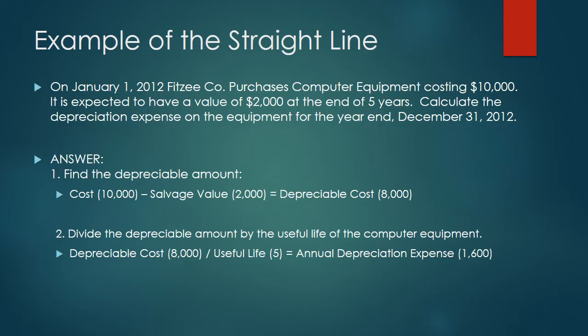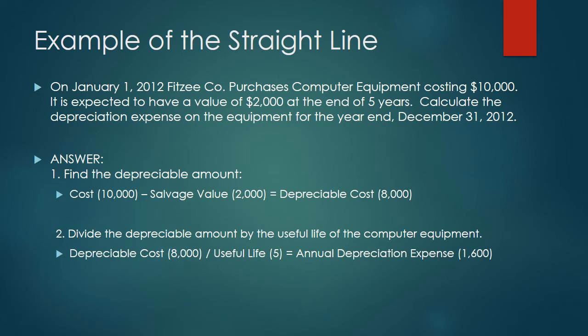This is an example of the straight line method. On January 1st, 2012, Fitzy Co. purchased computer equipment costing $10,000. It is expected to have a value of $2,000 at the end of 5 years. Calculate the depreciation expense on the equipment for the year ended December 31st.